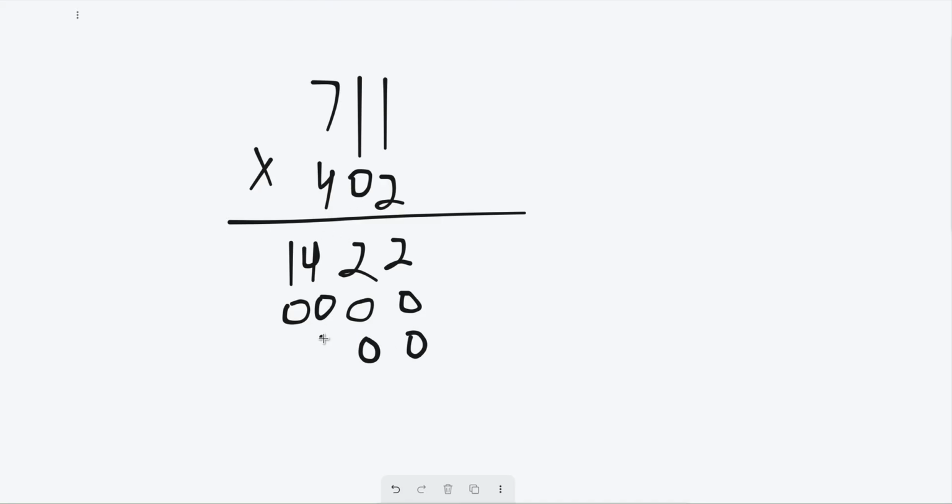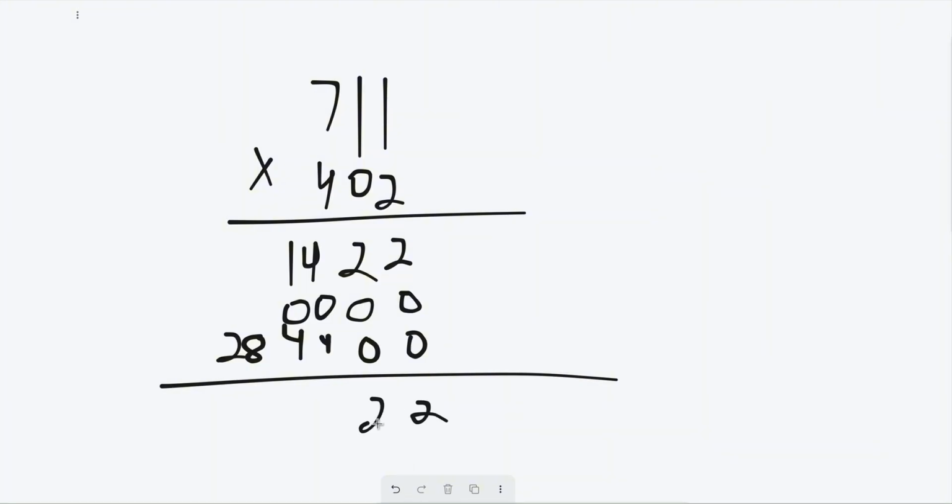Then 4 times 1 is 4. 4 times 1 is 4. And then 4 times 7 is 28. Is it the last number? Yes, it is. Or is 7 the last number? Yes, it is. Okay, then we add it all up. 2, 2, 8, 5, 8, 2. 285,822.